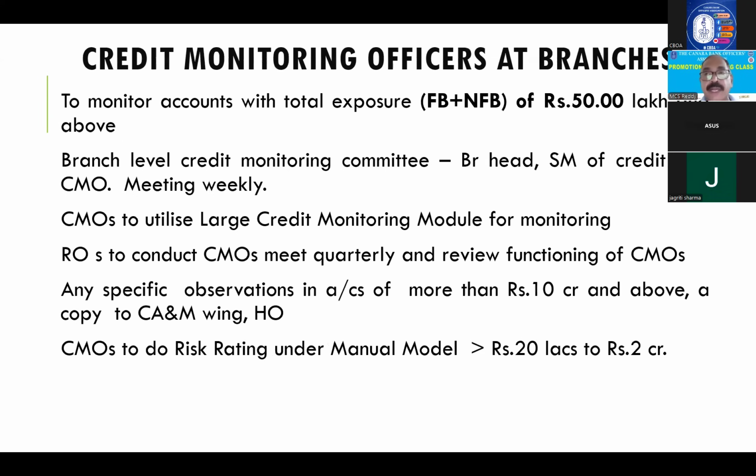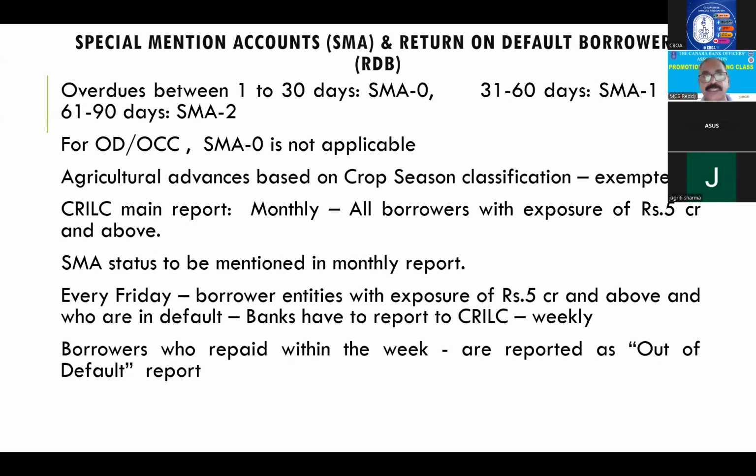Credit monitoring officers in branches. Here the cutoff point is 50 lakhs and above, to monitor accounts with total exposure of 50 lakhs and above. And a branch level credit monitoring committee will be there: Branch head, SM of credits and CMO. They have to meet weekly. CMOs should utilize the large credit monitoring module. This LCM also I will discuss, what all we have to upload in the LCM module. In next it is there, I will discuss. Right? Any specific observations of 10 crores and above, they have to send a copy to CAM Wing HO. And CMOs have to do risk rating under the manual model, more than 20 lakhs up to 2 crores. They have to do risk rating.